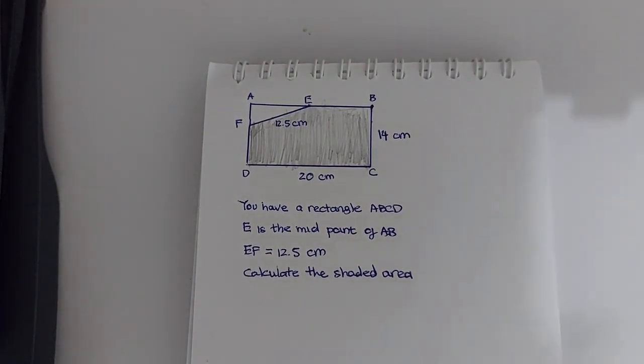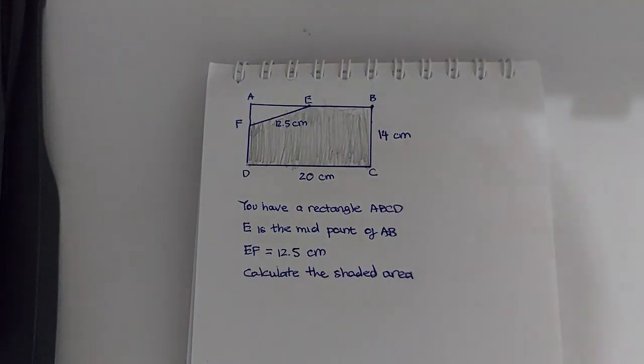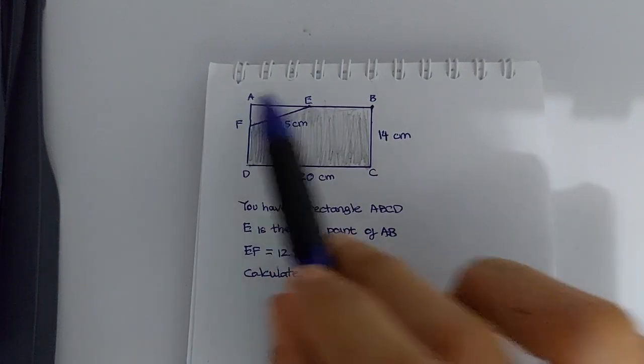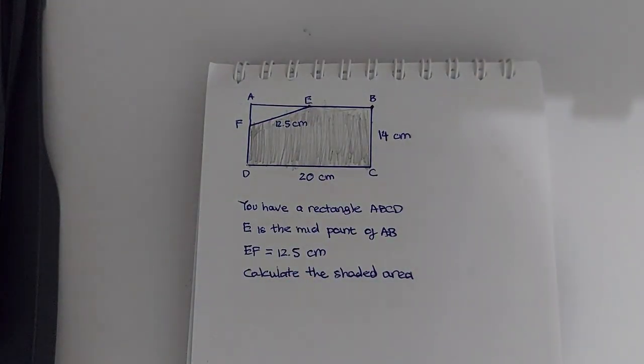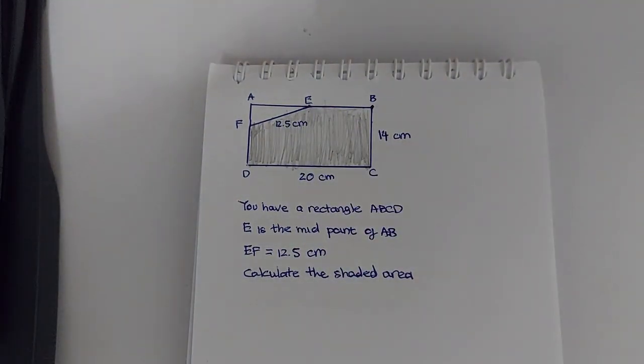So, I will discuss this question as question number one. You have a rectangle ABCD. This is the rectangle. And then after that, E is the midpoint of AB. So, E is in the middle of A and B. The length of line EF is 12.5 centimeter. It will be this. And then calculate the shaded area.